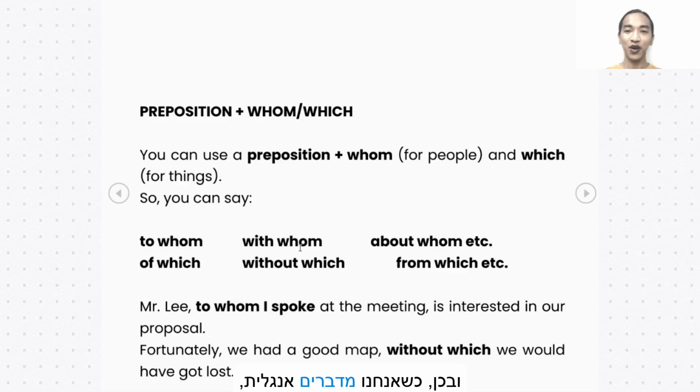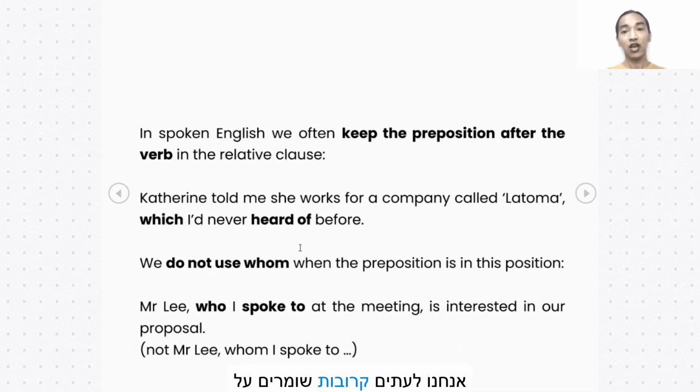Going next, in spoken English, we often keep the preposition after the verb in the relative clause. Remember, verb and then preposition. Like for example here, Catherine told me she works for a company called Latoma, which I'd never heard of before. We do not use whom when the preposition is in this position. So it means when you have the preposition after your verb, we do not use whom.